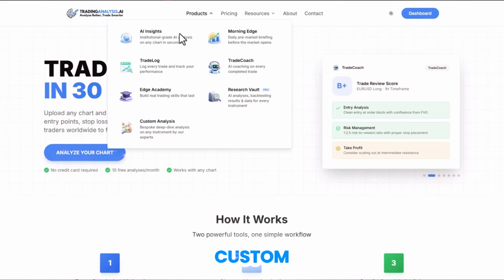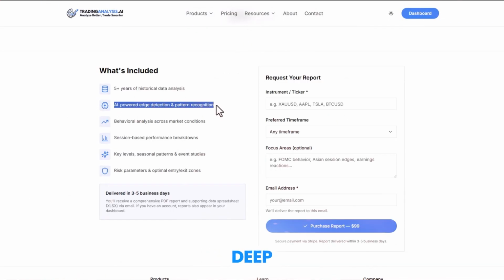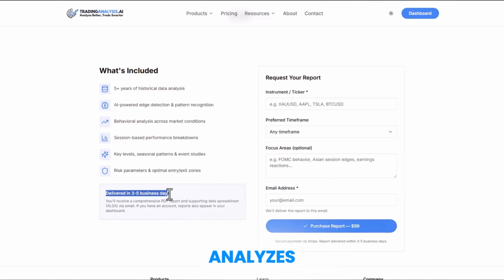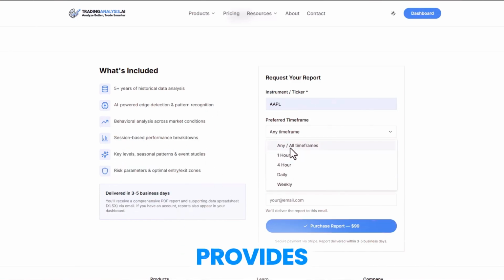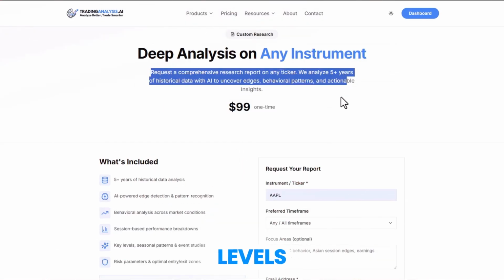And finally, Custom Analysis. Custom Analysis allows traders to request deep AI-powered research on any instrument. The system analyzes years of historical data and provides actionable insights, behavioral patterns, and key trading levels.